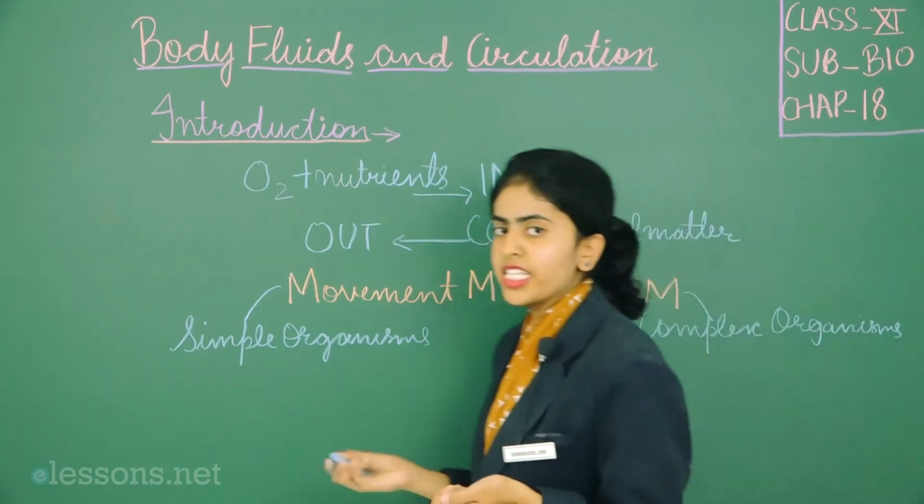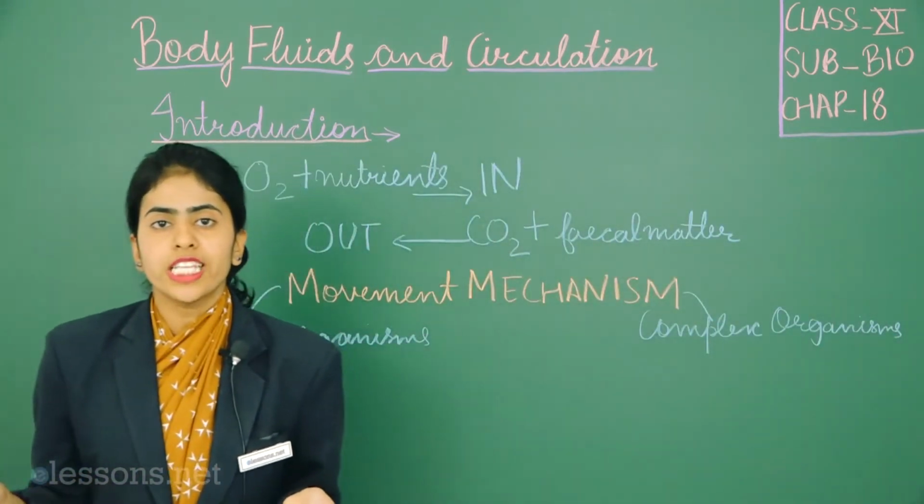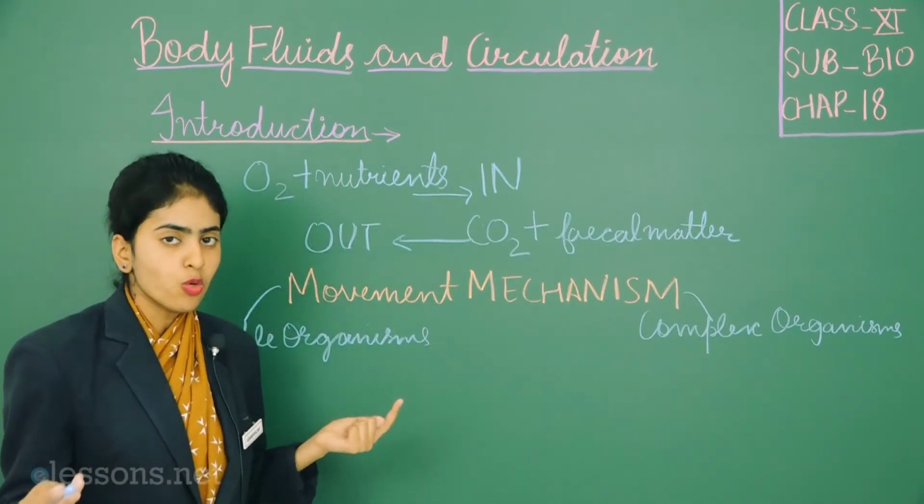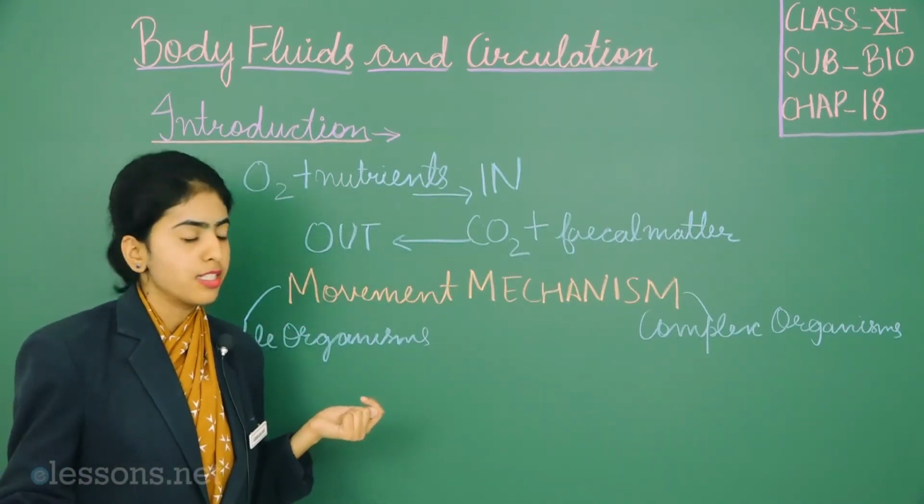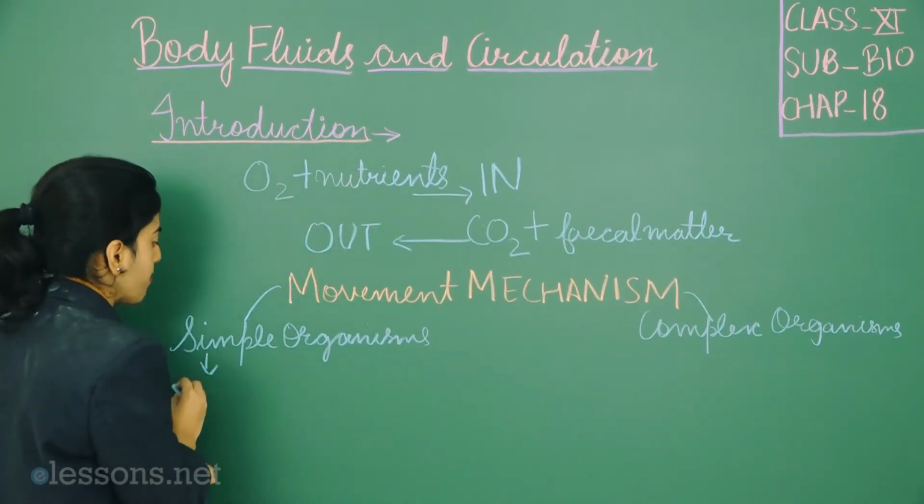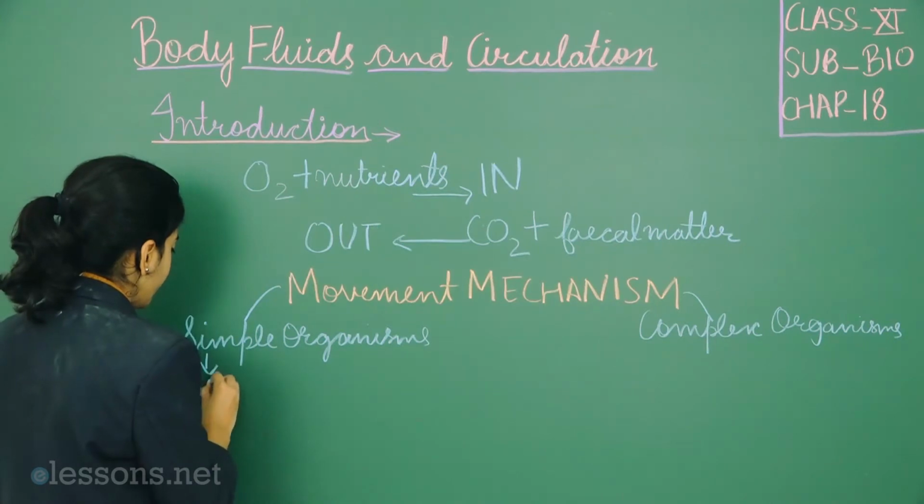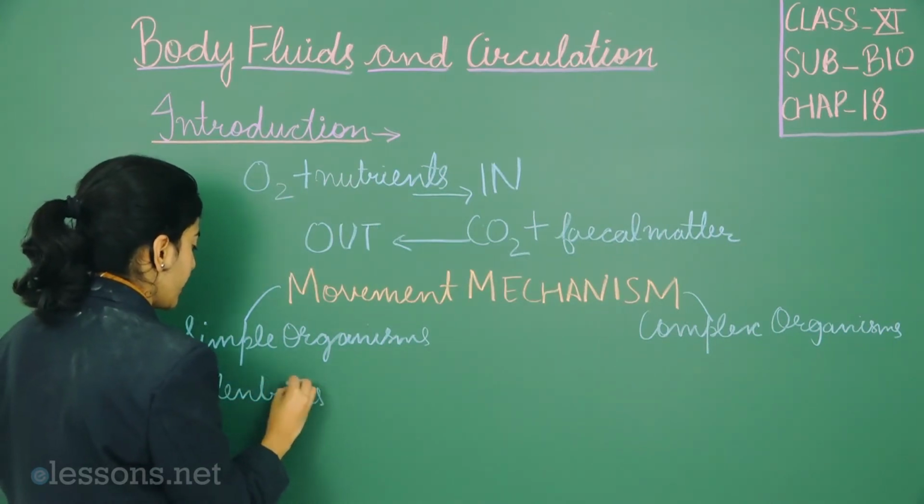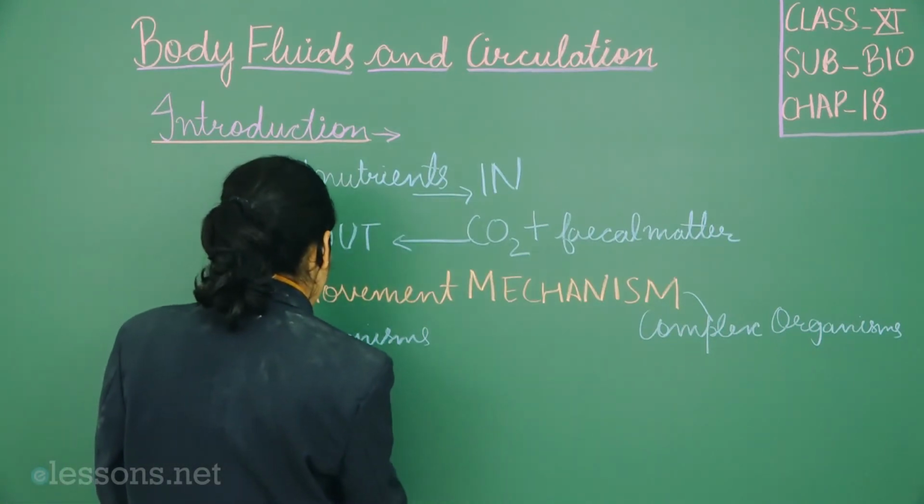Now students, this movement mechanism is not same in both simple and complex organisms. It is quite different in both of these. Now let us talk about simple organisms. In simple organisms we have coelenterates. Okay, these are invertebrates, coelenterates, sponges.